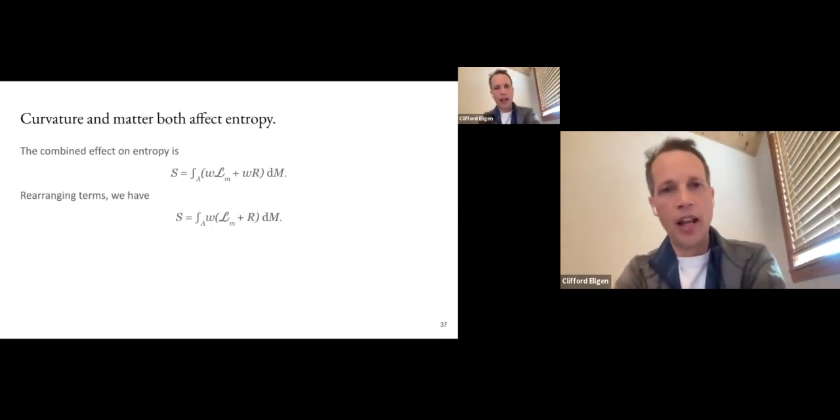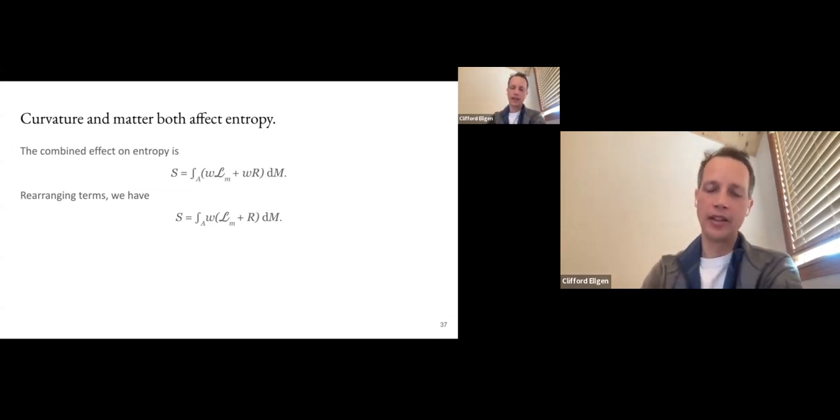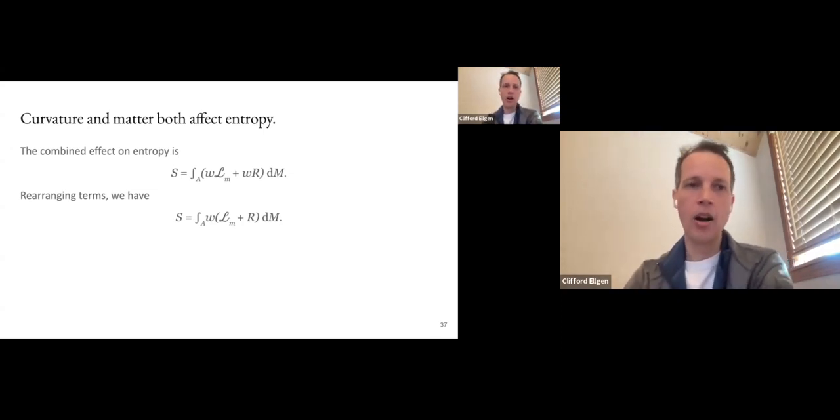But now we have both curvature and matter affecting entropy. And the combined effect is the integral of W times L sub m plus WR. We can use the distributive property of multiplication to pull out W from that product. And then it's W times the quantity L sub m plus R.